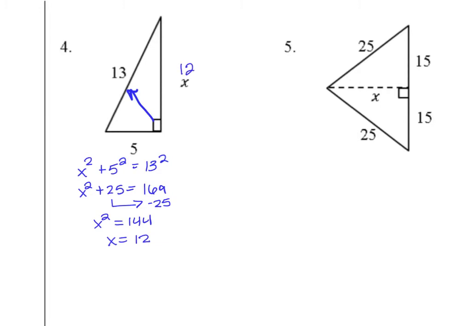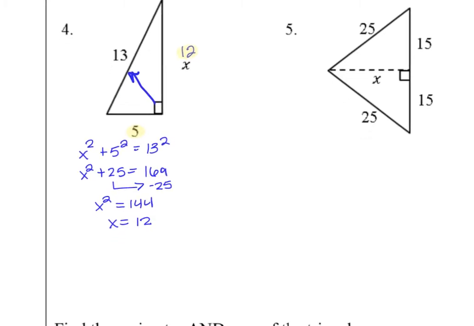So now I have my base of 5 and my height of 12. Now I can find the area. For the area, we do 5 times 12 divided by 2. 5 times 12 is 60, and then 60 divided by 2 is 30. So our area is going to be 30 units squared.